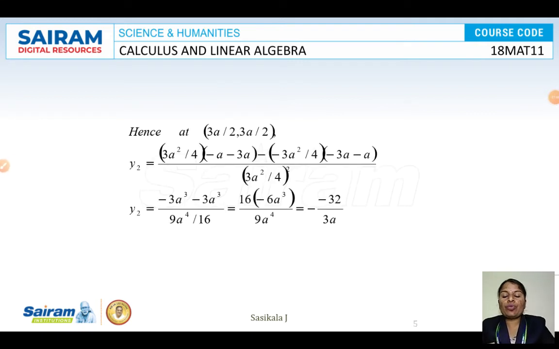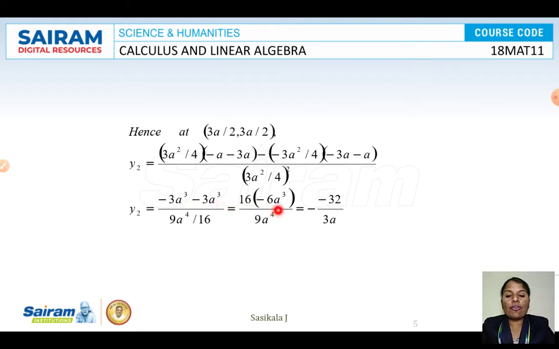Okay. So now what is that? You can substitute that y2, 3a squared by 4 minus a minus 3a. Then minus of minus 3a squared by 4. Then minus 3a minus a by 3a squared by 4 the whole square. So what will happen? Just you can simplify that. What is that? Here minus 4a. 4 will get cancelled. So it has become a squared. 3a cube will come. A squared into a will be a cube. Then minus of, here also 4 will get cancelled. You have minus 3a cube. So you have totally, it is minus 6a cube you will get.